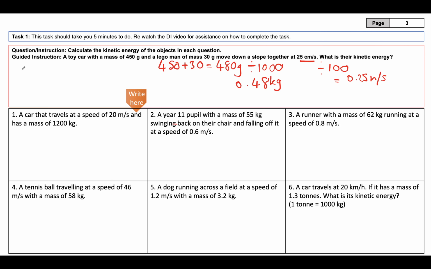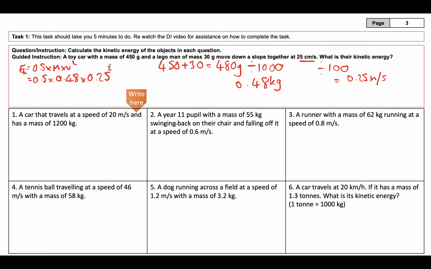So now I've got all those nasty bits out of the way, I can actually answer the question. So the first thing I have to do every time, and you have to write this every time, I'll write my equation. EK equals 0.5 times mass times velocity squared. Be careful not to put in the 450 or the 30. We need to use this number, this mass in kilograms we calculated previously. So 0.5 times 0.48 times 0.25, and we must remember that it's a squared. It's really easy to forget that square. So 0.5 times 0.48 times 0.25 squared.